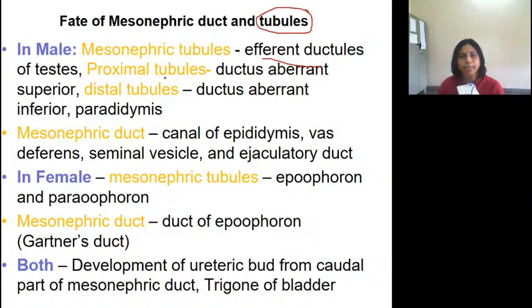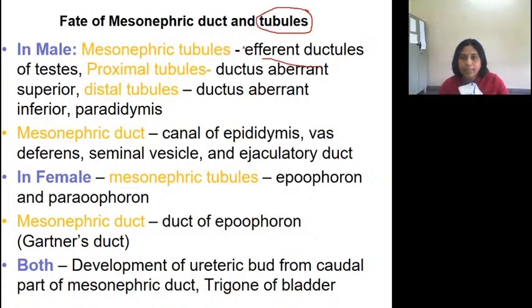So here the proximal and the distal mesonephric tubules will become vestigial, and these will form the ductus aberrans superior and ductus aberrans inferior, or the paradidymis, which are attached as small appendices to the testis. Usually we don't see these structures. Sometimes you may see attached to the testis these extra small duct-like structures, and these are called the ductus aberrans superior, ductus aberrans inferior, and the paradidymis. These are the remnants of the mesonephric tubules in the case of males.